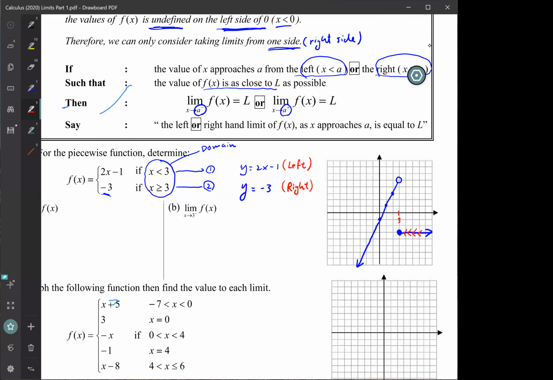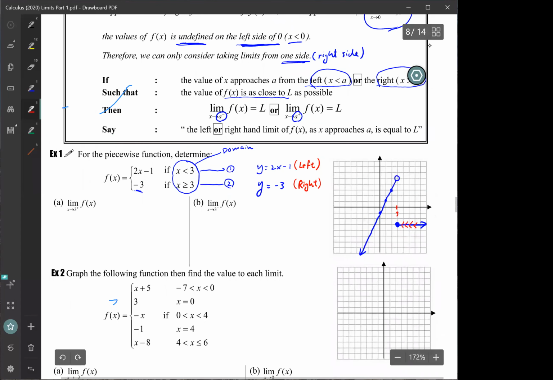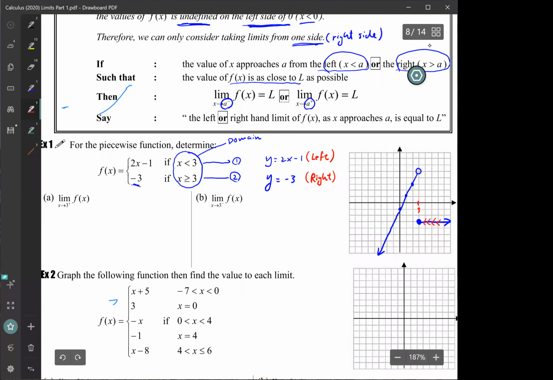Okay, so use 3 as the center. The graph on the right side is the flat line, right? So you walk towards 3, and the y value is very close to what? Carrie, what's the y value for the right side? -3. Yeah, so the answer should be -3. Let's put it here. Okay, this is telling the answer from the graph.